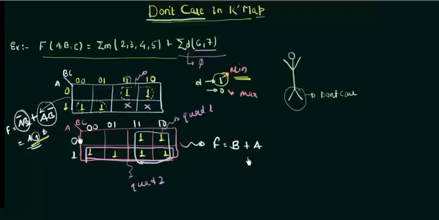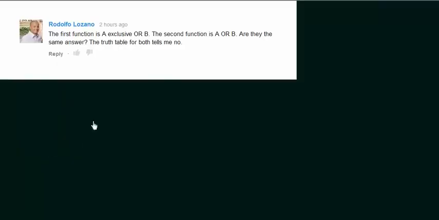Then in the next case I took the don't cares, which you can see here, cross as 1 because we are solving it as a min term, and in that case I found out the function to be B or A. So the doubt asked by him is how this A XOR B is equal to A or B, because both of them have different truth tables. So I'm just going to explain what it actually is.